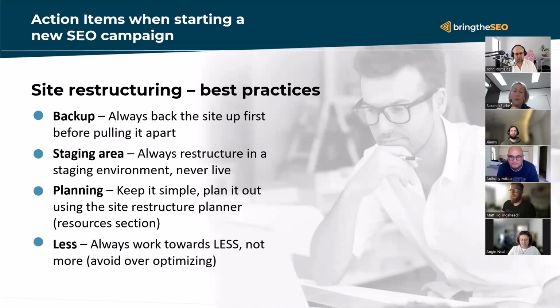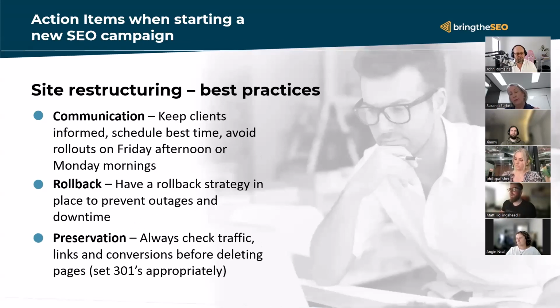And my last point here, always work towards less, not more. Okay. If you've got a site about shoes, then you don't need to create a million URLs for one type of shoe. Blue size 10, blue size 9, blue size 7, blue size 6. Don't do that, guys, right? You want less, not more. That's just over optimization.